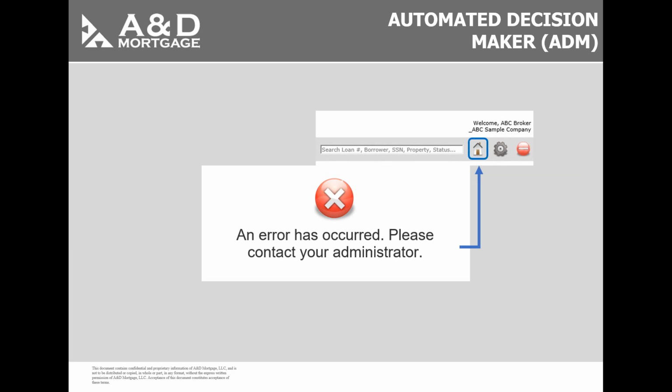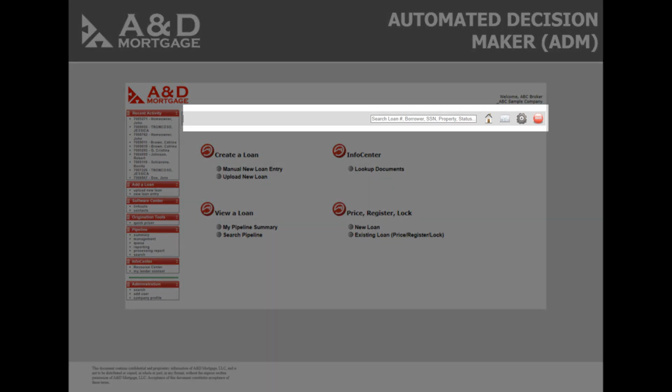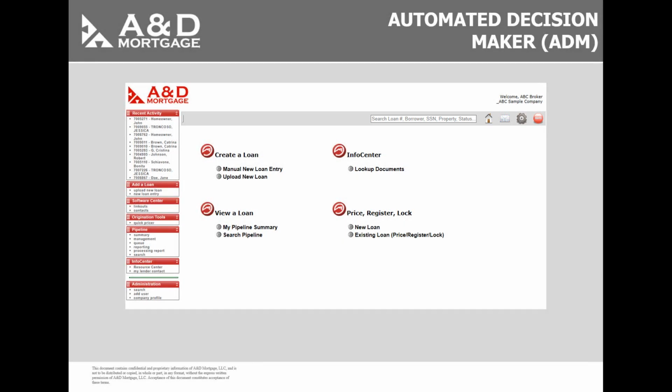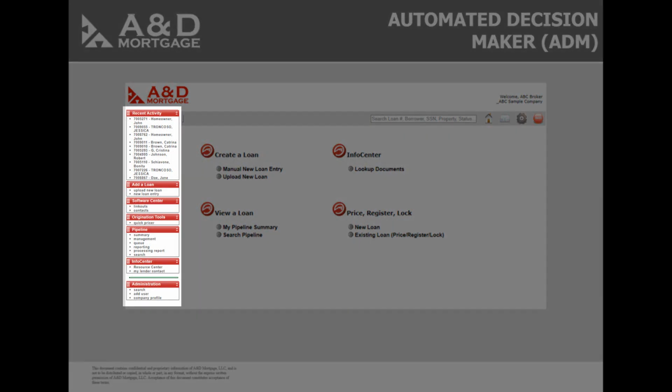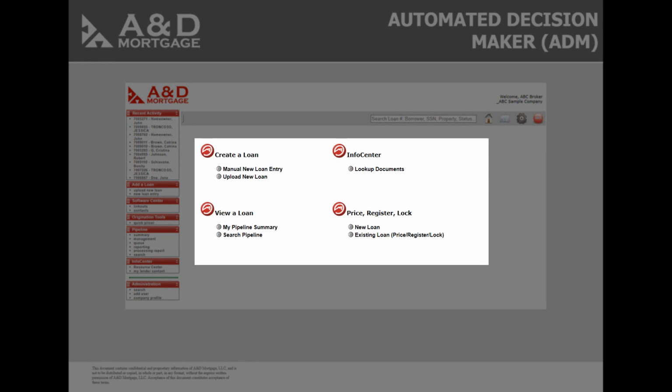Go to your top navigation bar and click on the home icon. This will bring you to our landing page. Our landing page has three distinct sections. The top is the top navigation bar. On the left side, we have our left navigation pane. In the center of the screen is our most used functions.